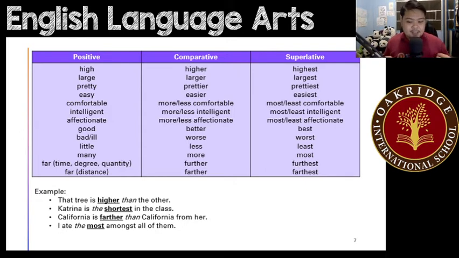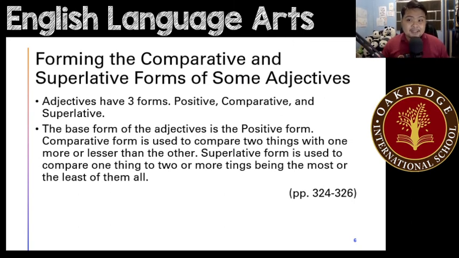Okay, so here are some different examples of how you use the three different forms of adjectives. Again, if it's in its base form, that's positive. If you're comparing two things, it's comparative. And when you're comparing one thing amongst two or more things, that's superlative already. Okay? And that basically ends our topic for forming the comparative and superlative form of some adjectives.